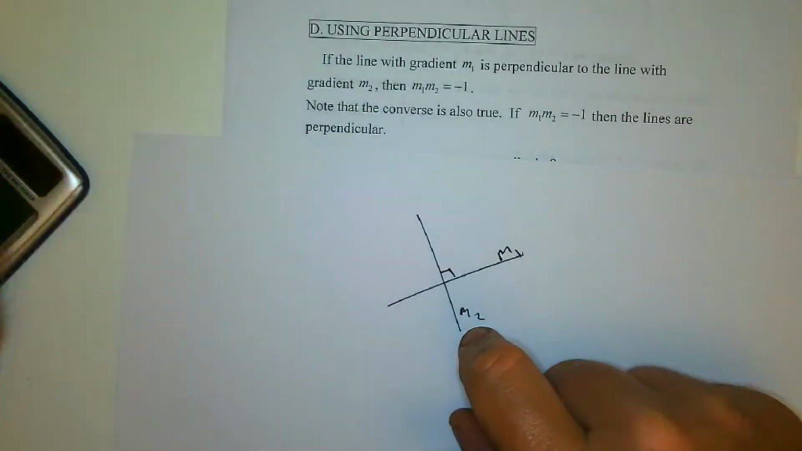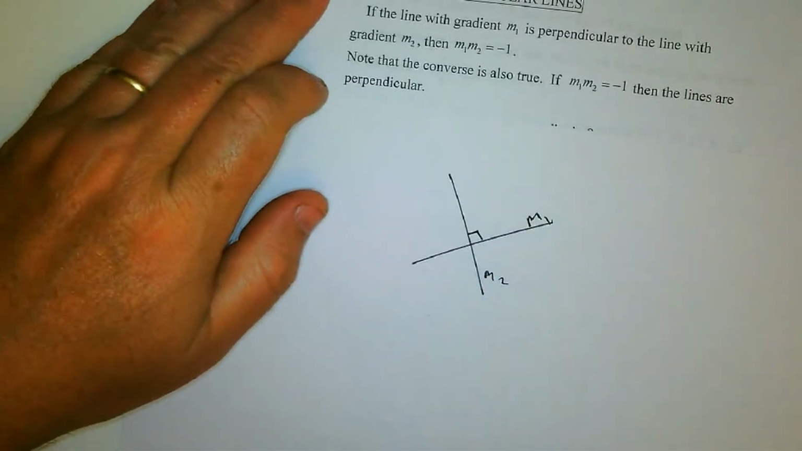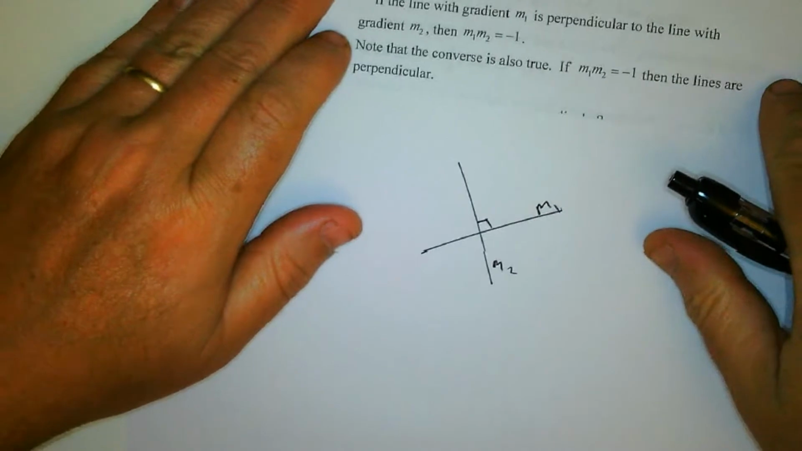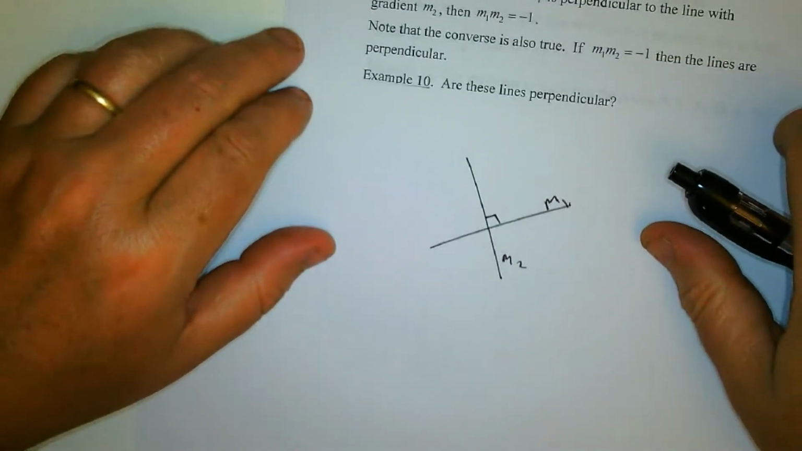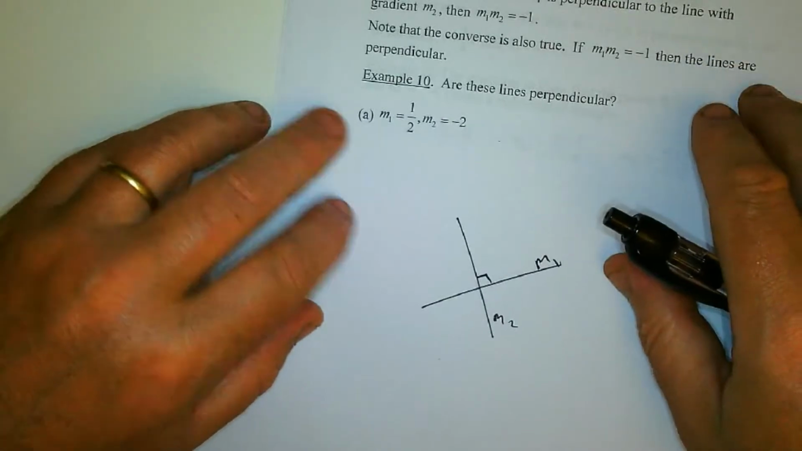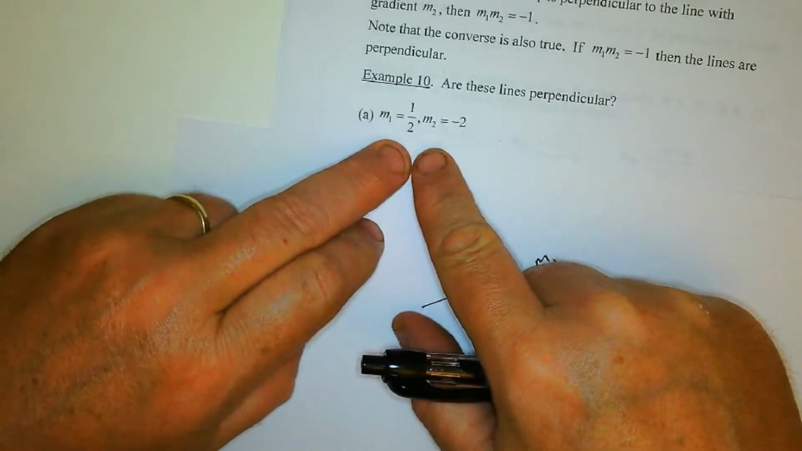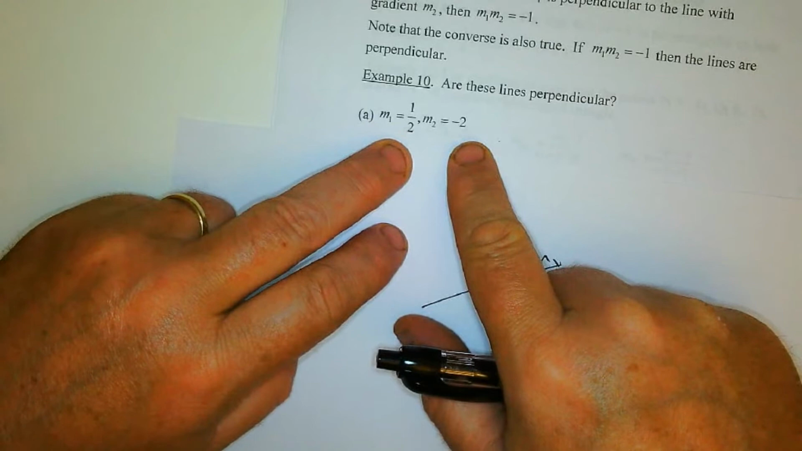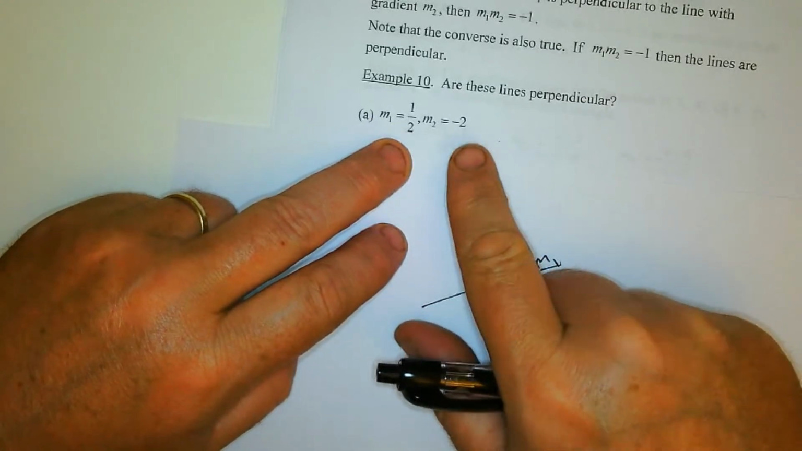Okay. Right, so let's look at it. The kind of question you get is "prove it's perpendicular", or that kind of stuff. So are these lines perpendicular? That's what we've got here. M1 equals a half, M2 equals -2.